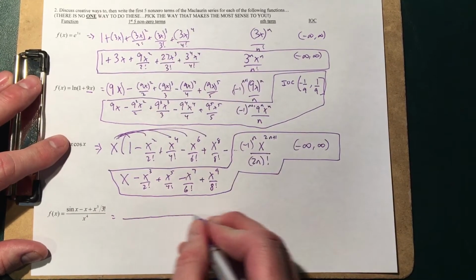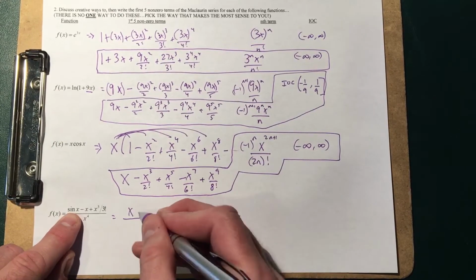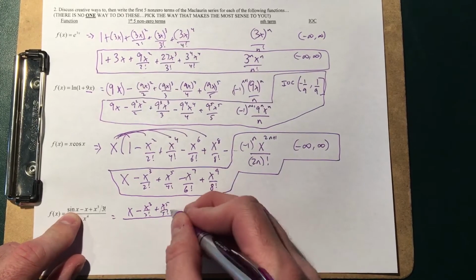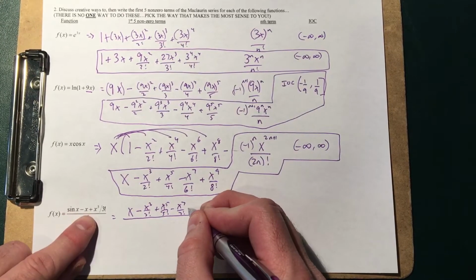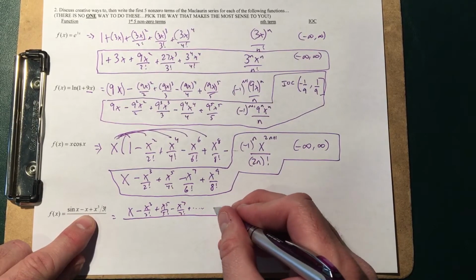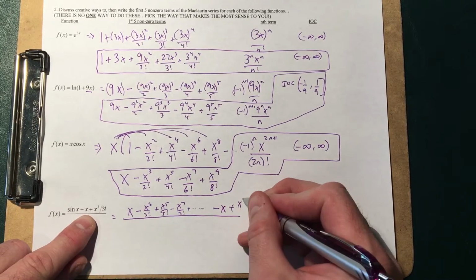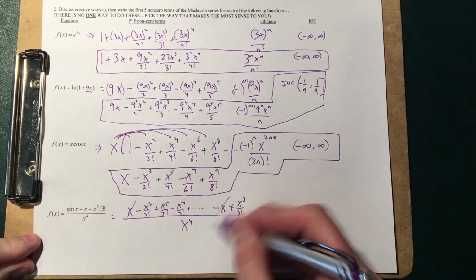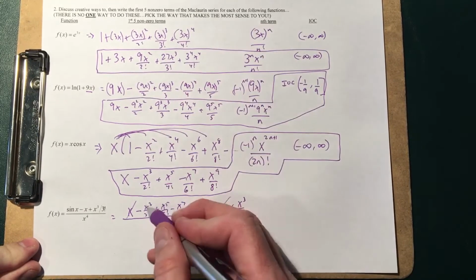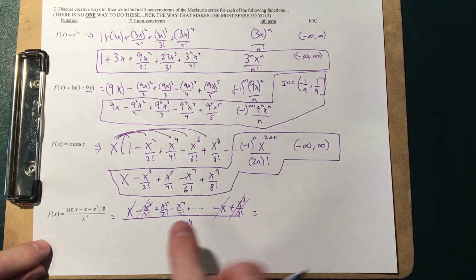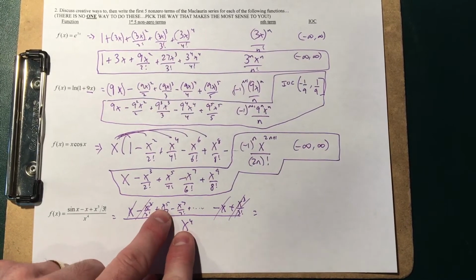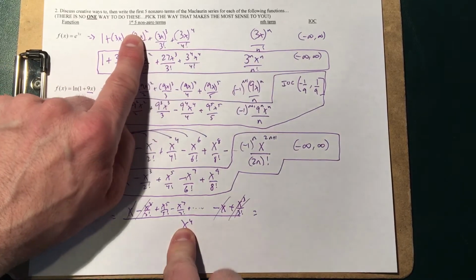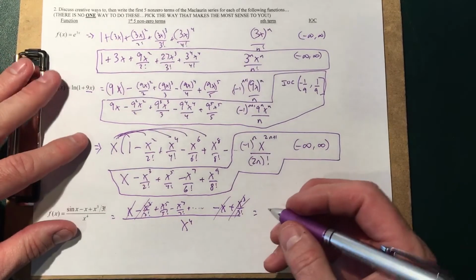So we're just going to put the entire sine series, everybody now, x minus x cubed over 3 bang plus x to the 5th over 5 bang minus x to the 7th over 7 bang, minus the x plus the x cubed over 3 bang, all over x to the 4th, which is kind of strange. But this cancels, and it looks like every single term left has at least a power of 4. I need 5 non-zero terms, and I've only got 2 left. No worries, you'll see the pattern.